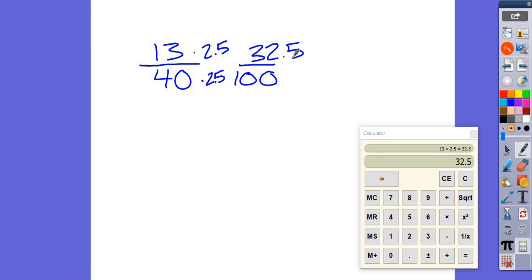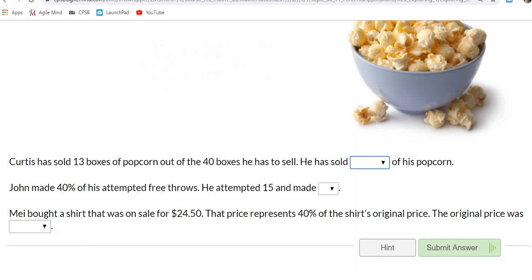This is for your problem 3. You should be showing work. Let's see if that drop-down box has our answer. Does it have our answer? Yeah. All right, we'll select that.